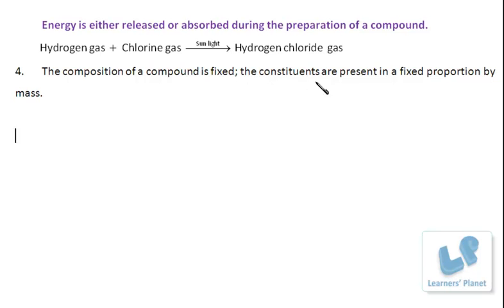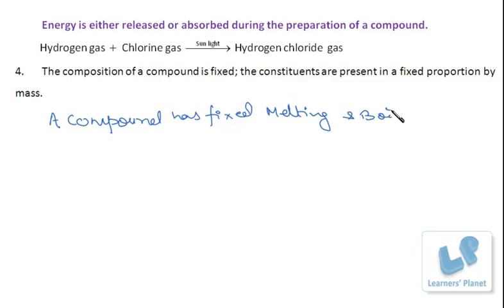The composition of a compound is fixed. The constituents are present in fixed proportion by mass. This we know. So students, these are a few characteristics of compounds. And one more important property: a compound has a fixed melting and boiling point. Got it? So these are the characteristics of a compound.